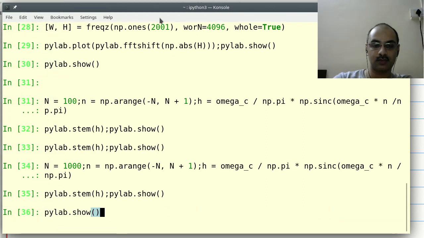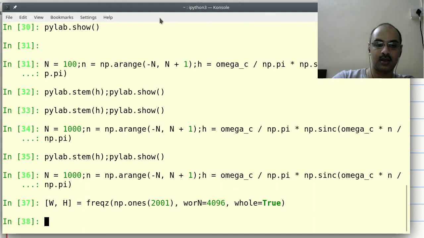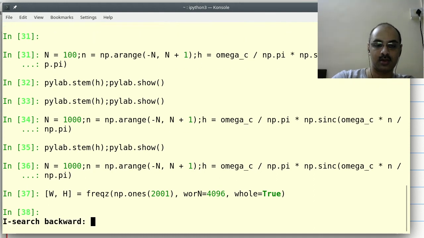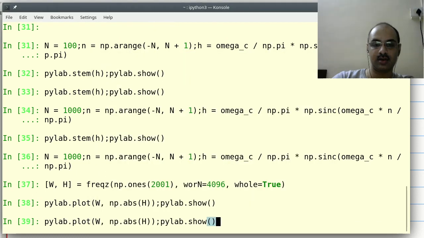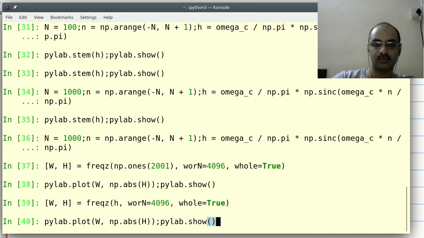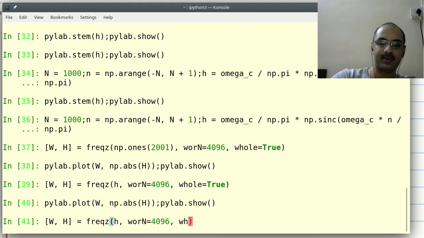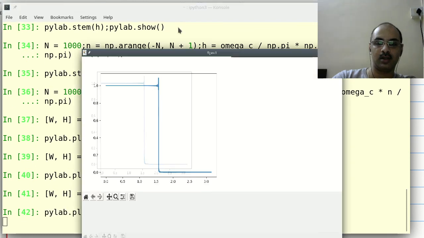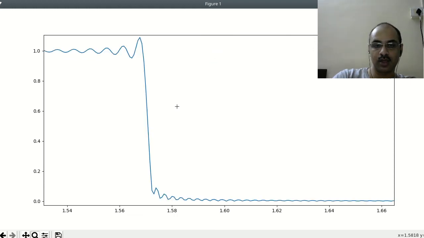So let's do it for the case of 1000. Let's find the frequency response. Let's plot. Okay, not this one, sorry, I should have done it for H. Okay, it did the full. I don't want the full, I want only the partial one. Okay, let's actually zoom in to see what happens over here. Notice that there's a gradual transition.